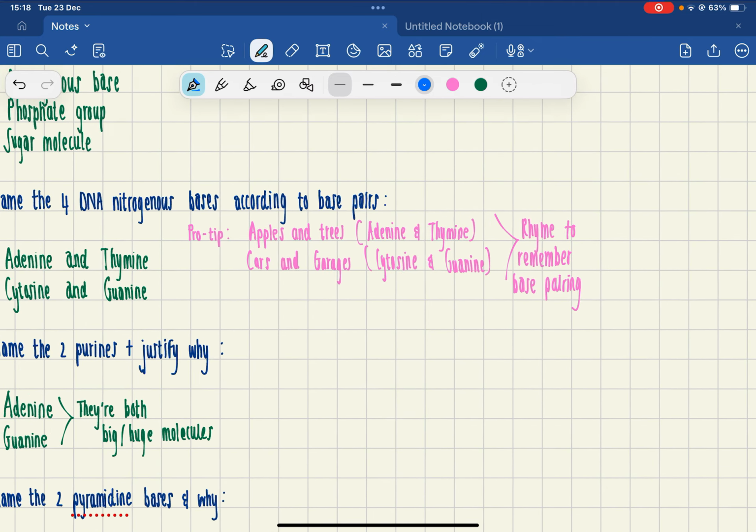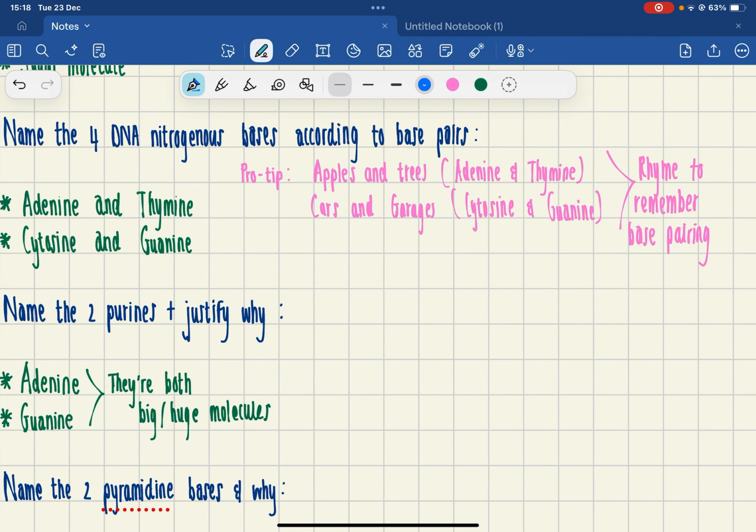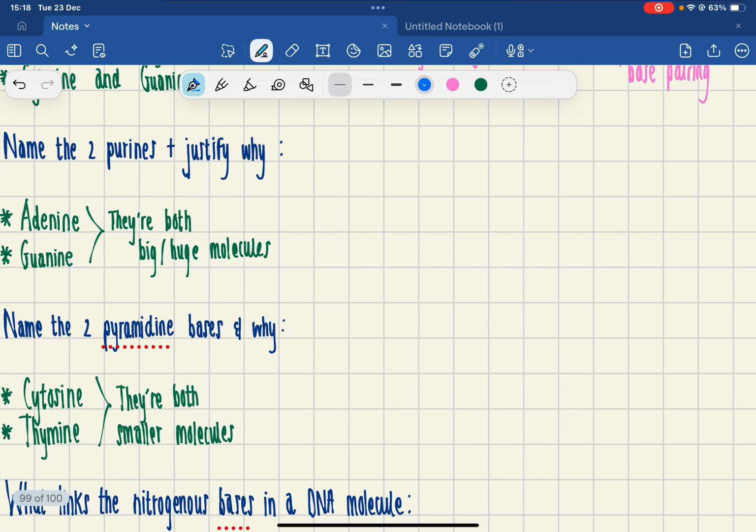Now, boys and girls, we have what we call purines and pyrimidines. Now, this is not very important. It barely pops up, but it might pop up when you're tackling these level 4 questions that are for a mark or 2. But we always want to strive for excellence. So we know that adenine and guanine are purines because they are both big molecules. And we know that cytosine and thymine are pyrimidines because they are smaller molecules, okay?